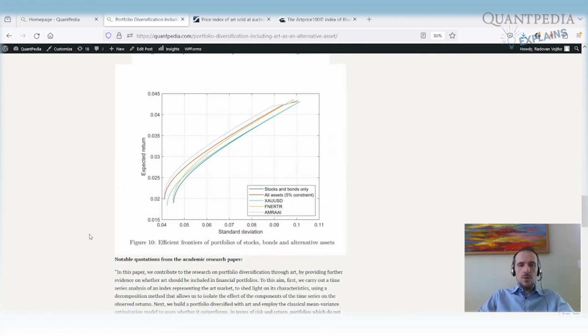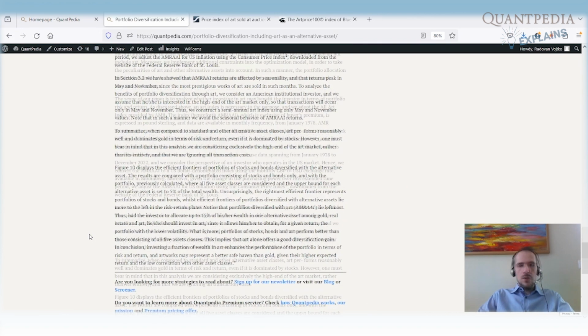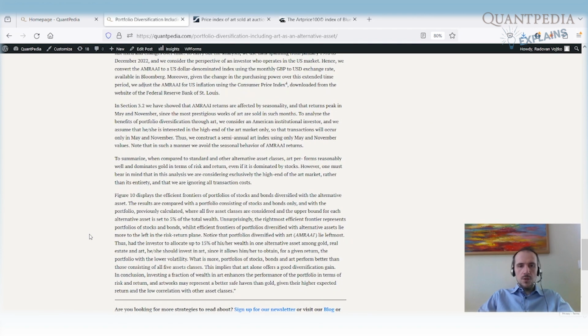Now the question is, how much art should we have in the portfolio? They ran multiple optimizations. At the end, they ran the financial assets together with some alternative assets like real estate, gold and art, and they set the boundary to 5% of total wealth for each of the alternative assets. They realized that the portfolio is better when you include those alternative assets, and then they tried to see what the portfolio would look like if the investor had to allocate up to 15% of his wealth into one alternative asset among gold, real estate or art.